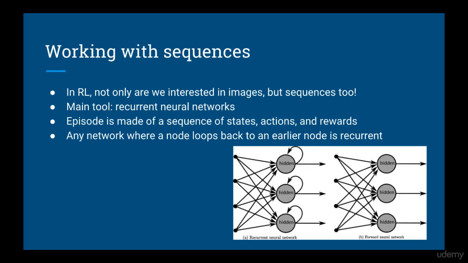In reinforcement learning, we aren't just interested in images, but sequences too. An episode is made up of a sequence of states, actions, and rewards. The appropriate tool for working with sequences in deep learning is recurrent neural networks. Any type of neural network where a node loops back to a previous node is recurrent, and we call such a connection a recurrent connection.